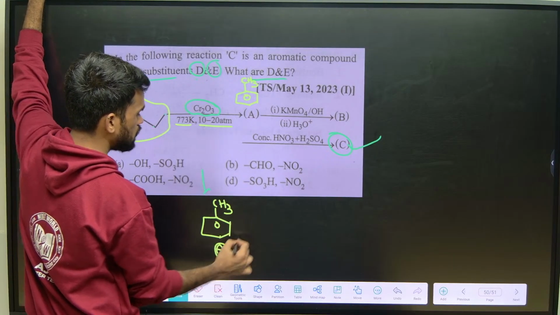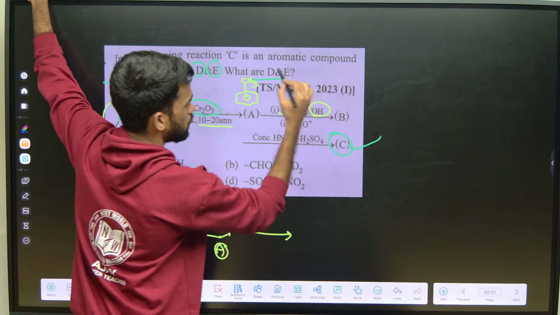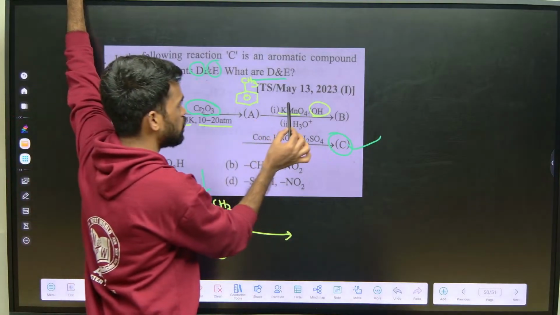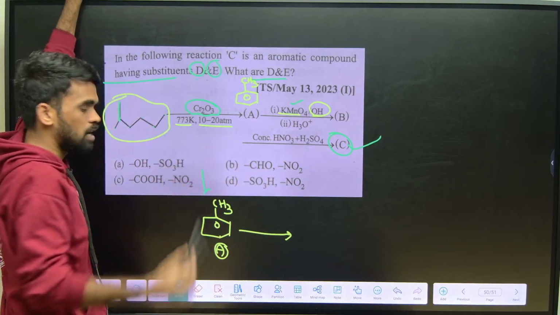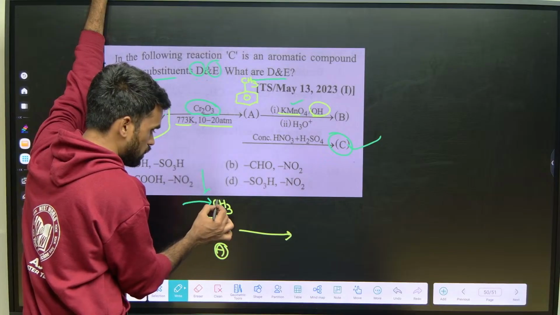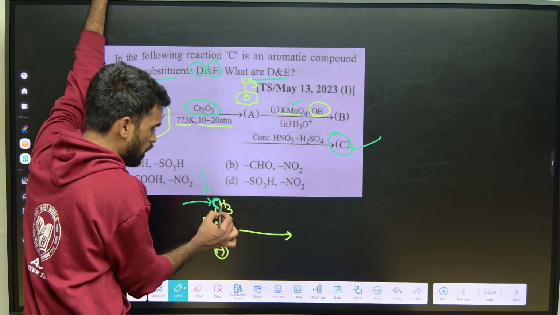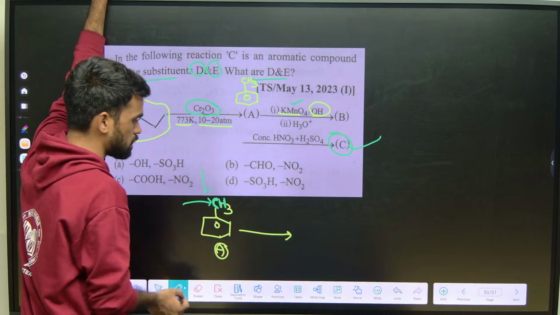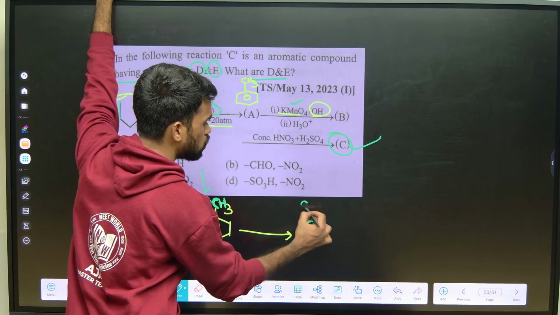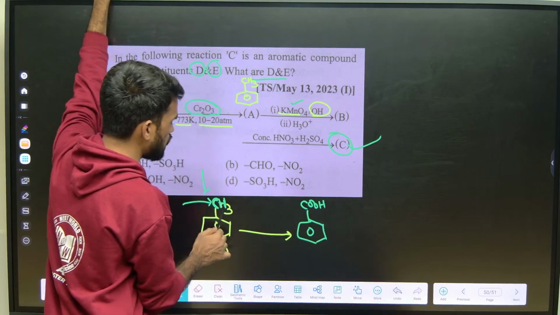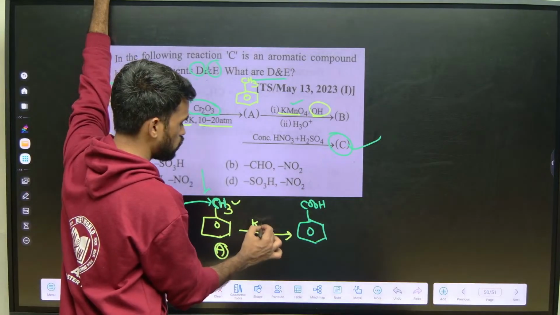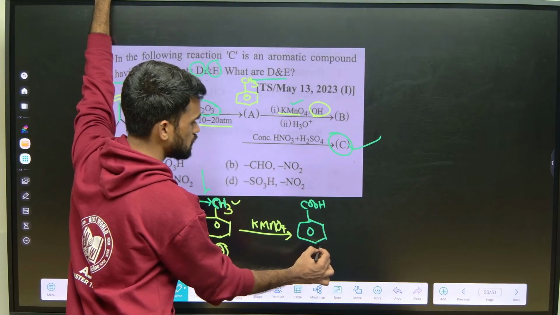So A is treated with KMnO4 in basic medium, followed by hydrolysis. Whenever you use this oxidizing agent with an aromatic benzene having substituents, and there is a benzylic carbon with at least one hydrogen present on it, that converts into carboxylic acid; it completely oxidizes to carboxylic acid. At least one hydrogen should be present, but we have 3 now, so it definitely converts into carboxylic acid. So when you treat this with KMnO4, this is your B here.